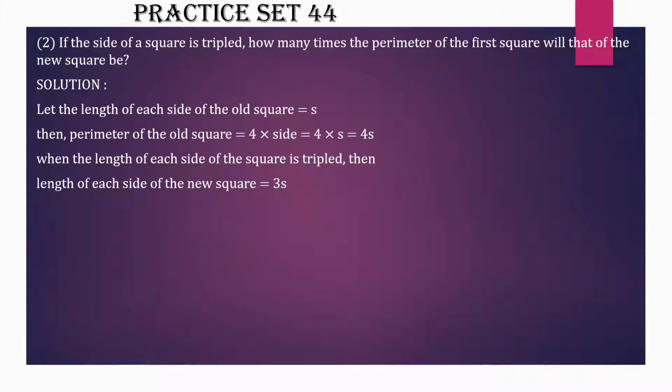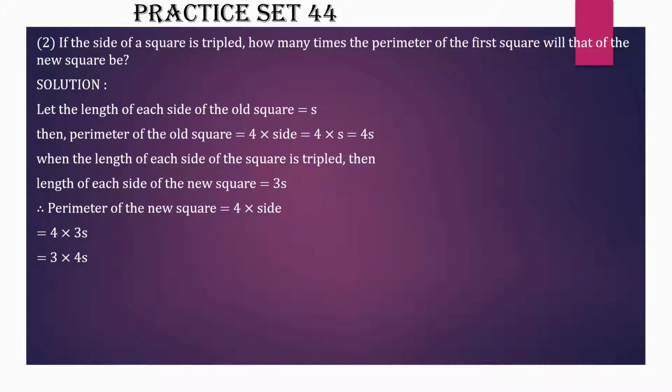Tripled means it will be 3 times the length of the side of the old square. Perimeter of the new square is equal to 4 into side. This is the basic formula of perimeter of a square, that is 4 into side. Length of the new square is 3S. So let us substitute it over here. So we will have 4 into 3S.